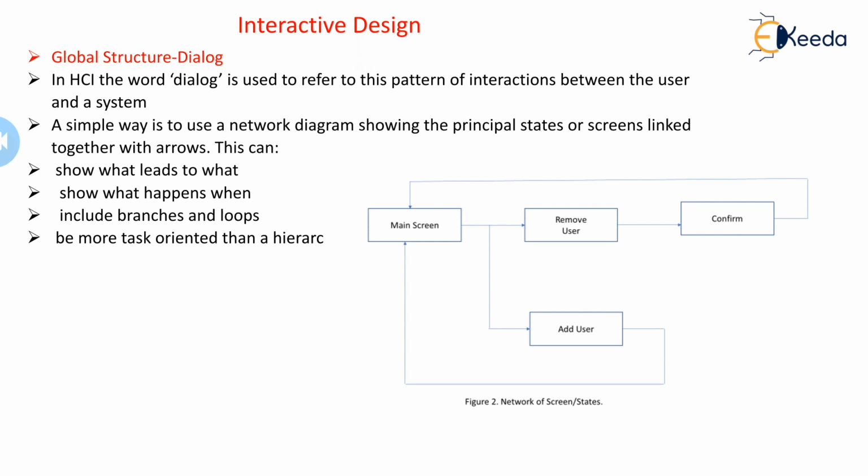In HCI, human computer interaction, the word dialogue is used to refer to the pattern of interaction between the user and the system. Scenarios just give one path through the system. A dialogue describes what happens when, includes branches and loops, and is more task oriented than a hierarchy. So, as I said, it is a network of screens and states: main screen, remove user, confirm, and add user. This helps you understand in a hierarchical way.